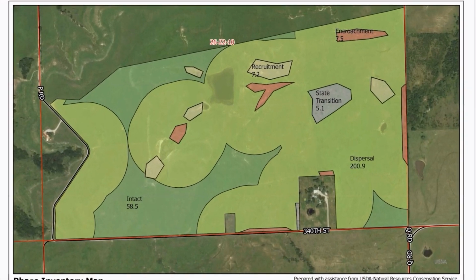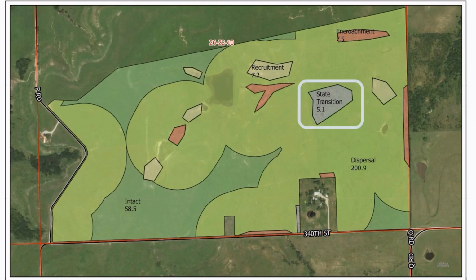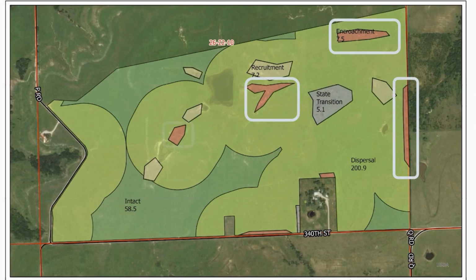On the map, there is a state transition area. The state transition here is those severe brush areas that have mostly shifted the plant community from a grassland state to a woody state with very little grass underneath those trees. It is the last state before complete change in land use into a woody land use, so those trees are very dense. Then we have encroachment, which refers to areas where trees are not as packed together due to infestation.